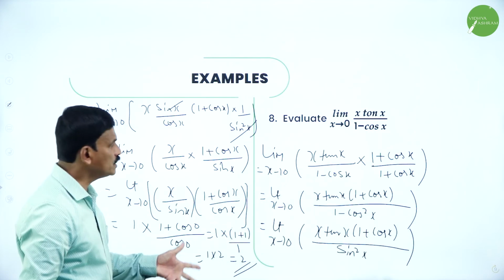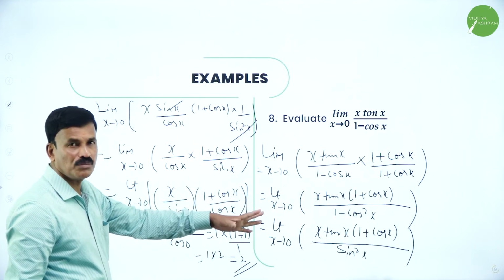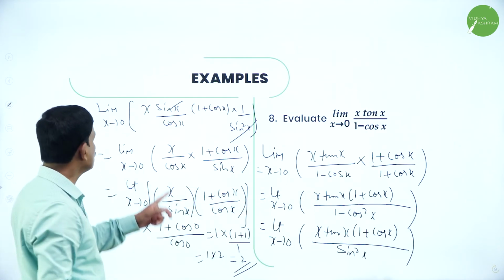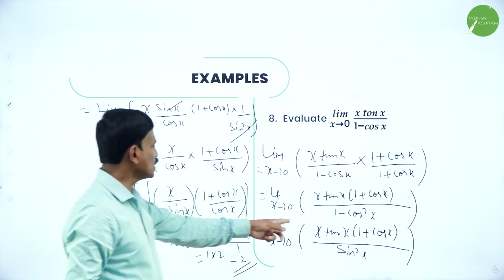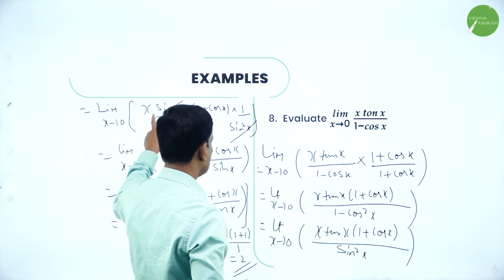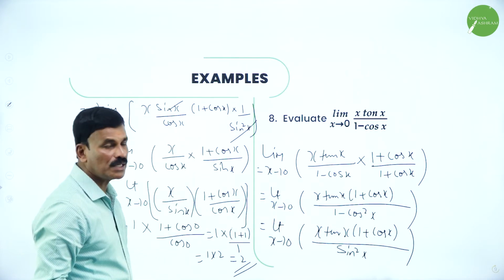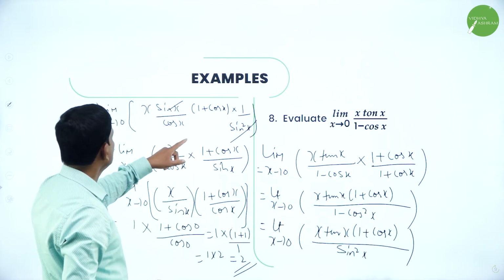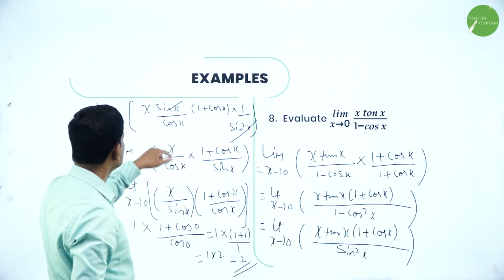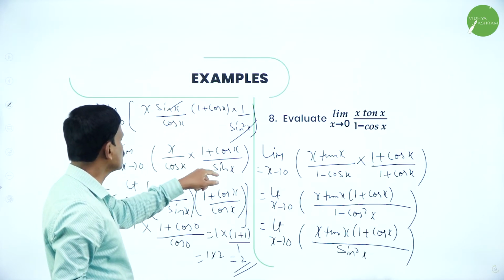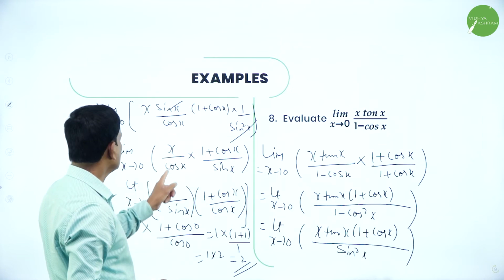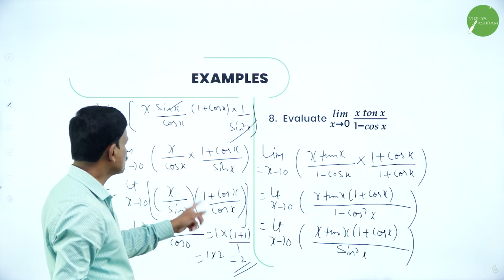That's it. See here, just multiply both numerator and denominator by 1 plus cos x. So this reduces to x tan x, where tan x can be written as sin by cos x, into 1 plus cos x divided by sin square x. Here one sin and sin gets cancelled, x cos x into 1 plus cos x by sin x. Interchange this, so x by sin x into 1 plus cos x by cos x.